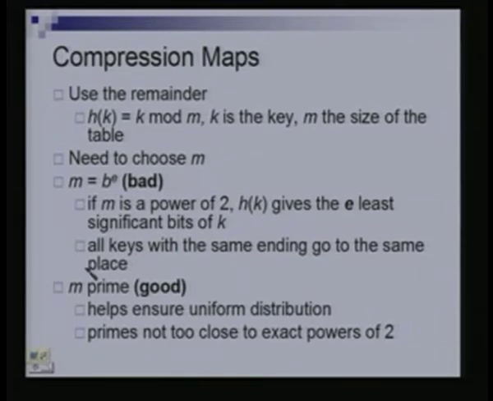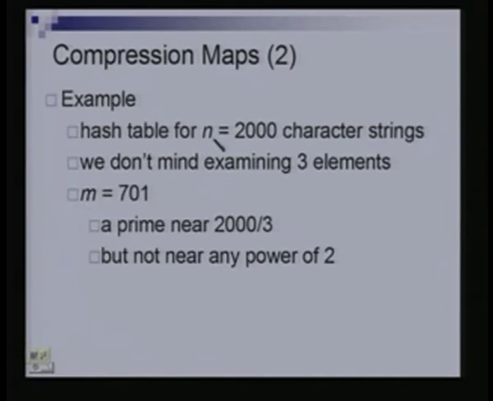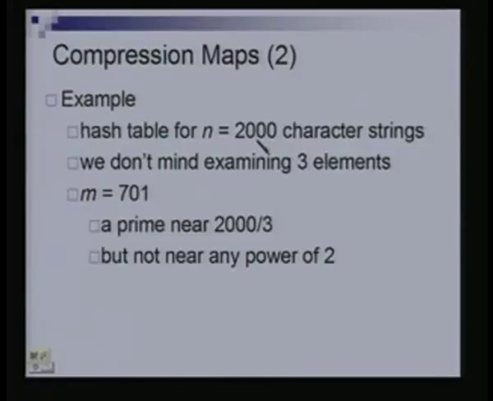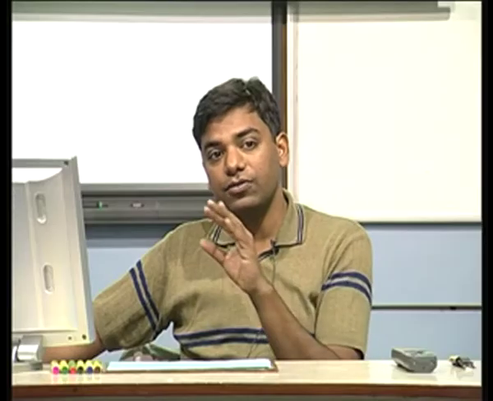In fact, it helps if you take the size of the hash table to be a prime number. To give you an example, suppose I had 2000 strings that I was trying to put into a hash table. I will try to pick the size of my hash table, let us say at 701, which is a prime number, right. This will ensure that if things went off well, then on an average I would see only 3 strings per location. 701 into 3 is roughly 2000.